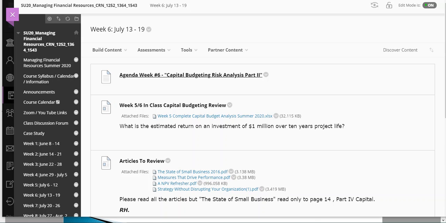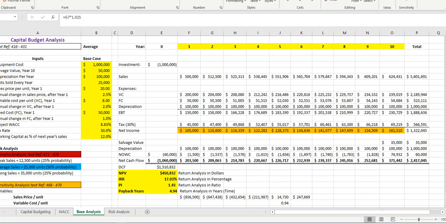And our topic this week is Capital Budgeting Risk Analysis Part 2. We're going to be looking in detail at the scenario and sensitivity analysis for capital budgeting. We're concentrating this week on the spreadsheet that we began in class last week, and here is that spreadsheet.